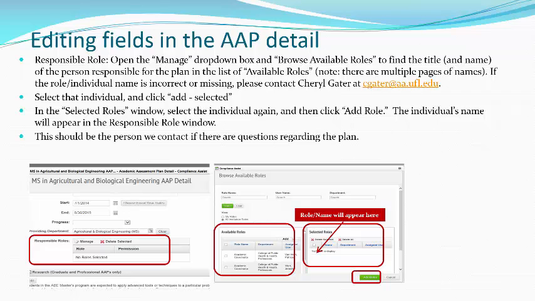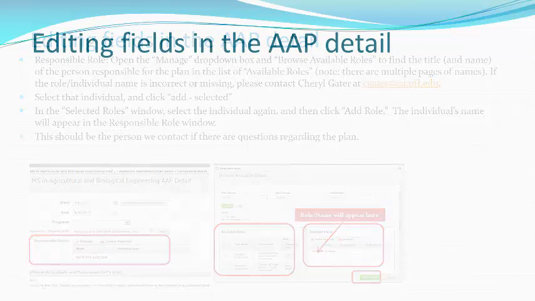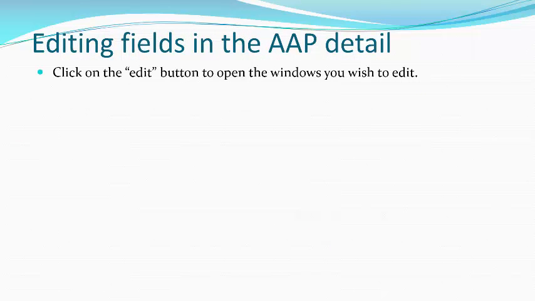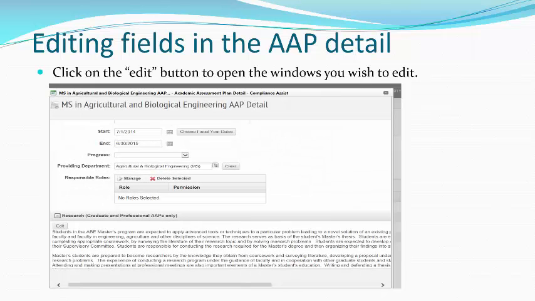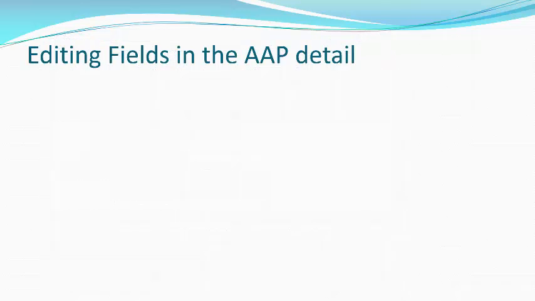Again, this is the person we should contact if there are any questions regarding your plan. Now, next click on the Edit button to open the windows that you wish to edit when you're in the AP detail. Here's a sample where the Edit button is located. You have to look for it because it's not readily apparent. It's on the upper left side of each of the window boxes where you're entering text.